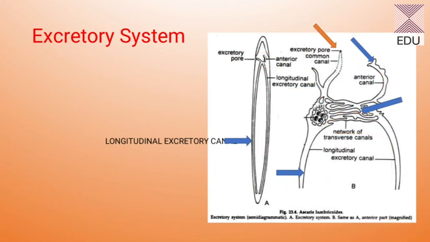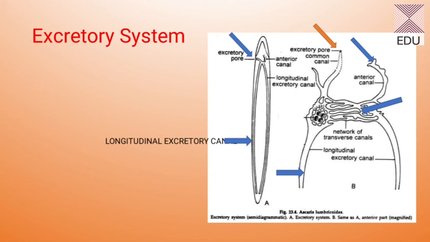Now, if we see this pore, we are talking about the excretory pore. This pore opens near the mouth. So after going through this particular system, you can very well answer why the excretory pore is close to the mouth. This is the answer to that particular question.